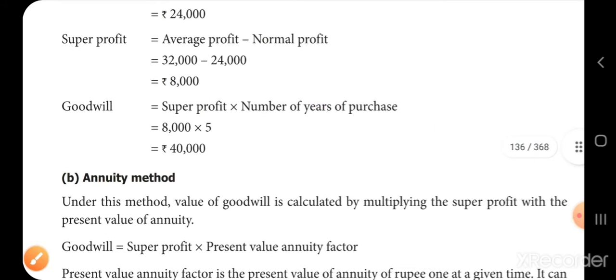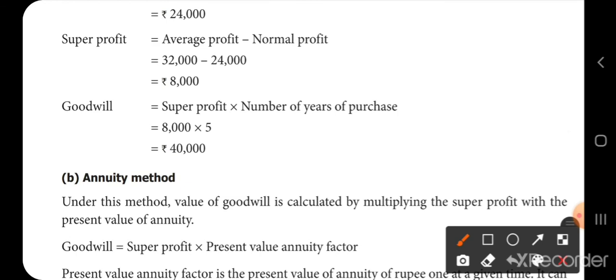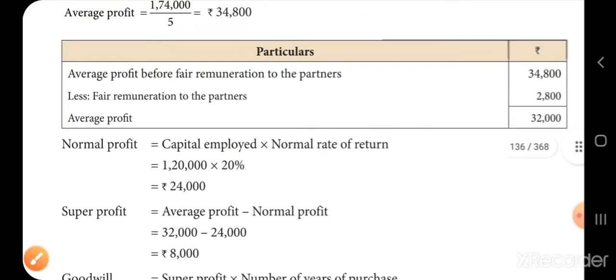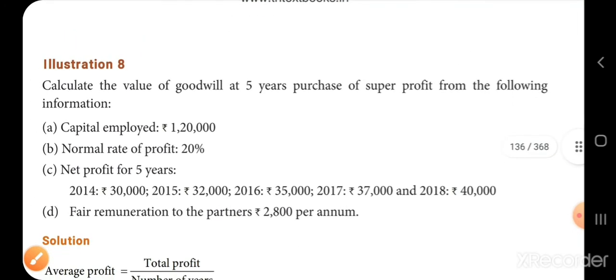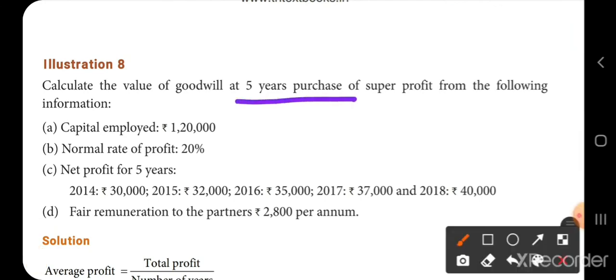Now, find out the goodwill. Super profit into number of years of purchase. That is 8,000 into 5 years purchase, you get 40,000. Now, this 5 years is given in the problem. Here 5 years purchase. Okay. Hope it is clear.